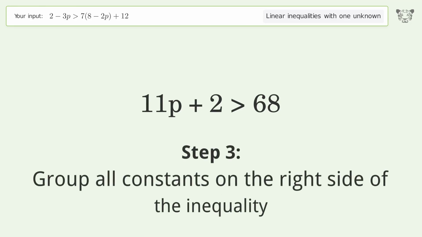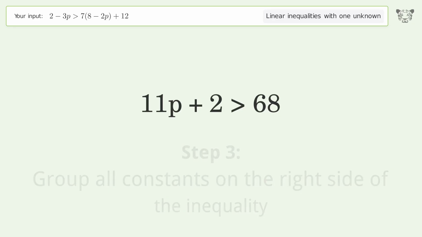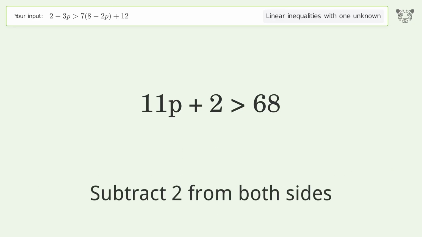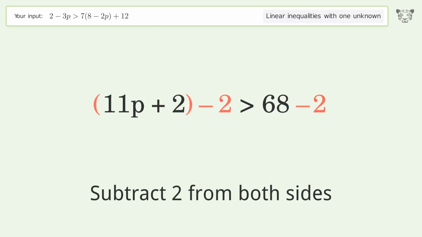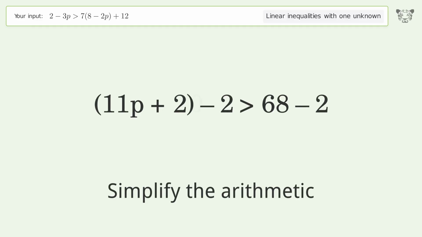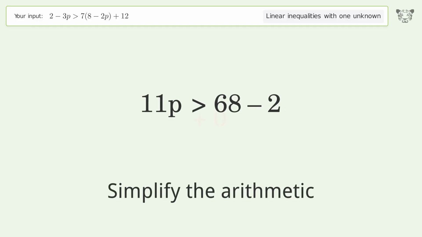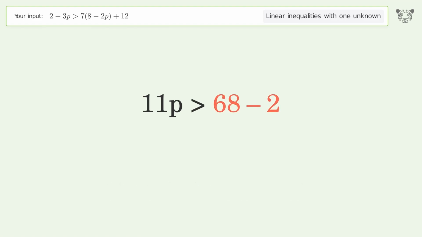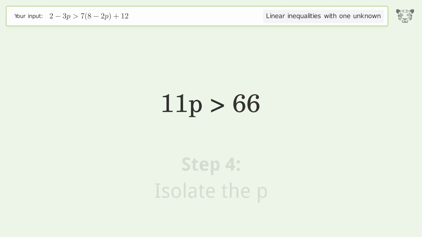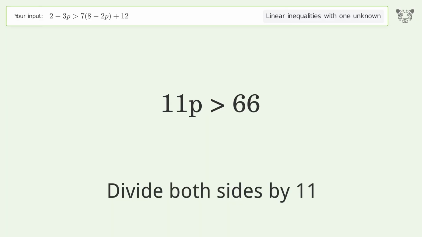Group all constants on the right side of the inequality. Subtract 2 from both sides. Simplify the arithmetic. Isolate the p. Divide both sides by 11.